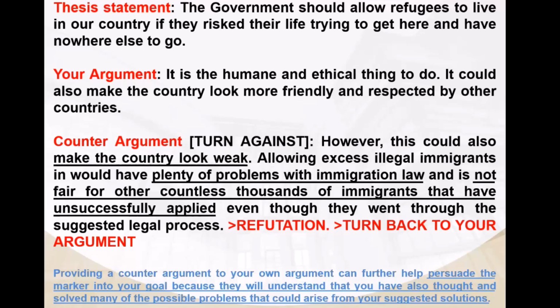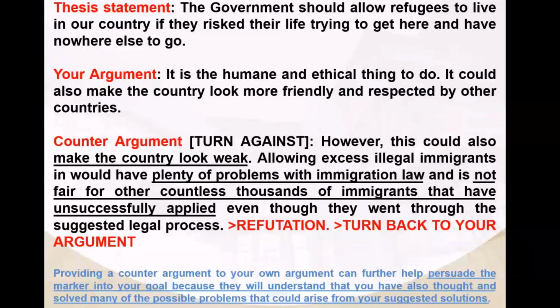Now, somewhere in your paragraphs, you go on to write your counter argument paragraph. And then you begin your counter argument paragraph by writing, it is the humane and ethical thing to do. In other words, allowing the refugees to live in our country is humane, it's an ethical thing to do, it's a good thing to do. It could also make our country look more friendly and respected by other countries. That is why this is your argument.